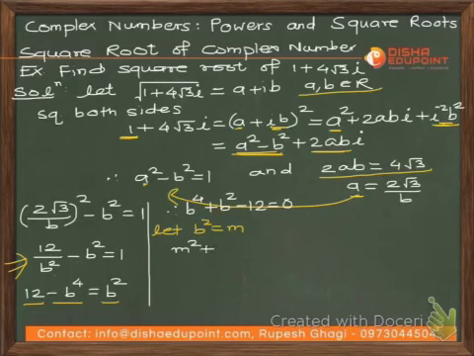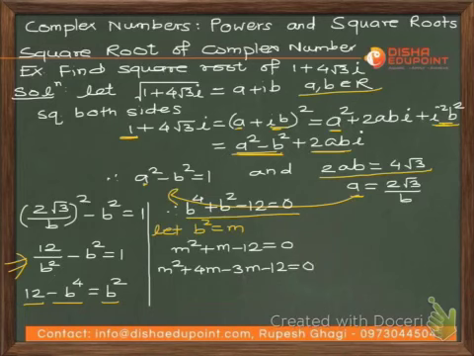Let b square be equal to m. So this equation becomes m square plus m minus 12 is equal to 0. This is the quadratic equation. Okay, so we will try to find out its roots. So we get two values here.